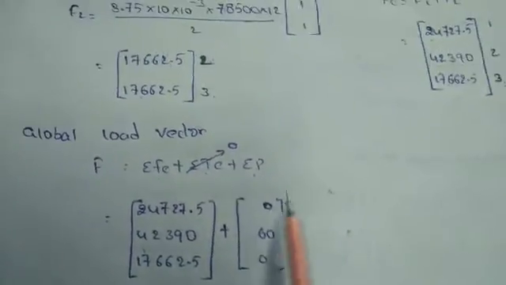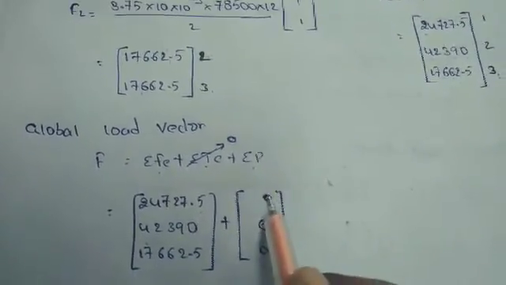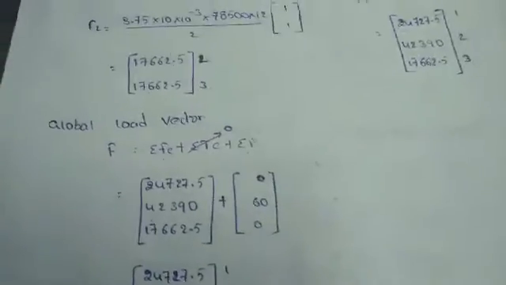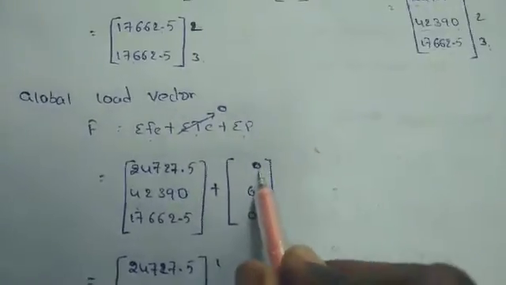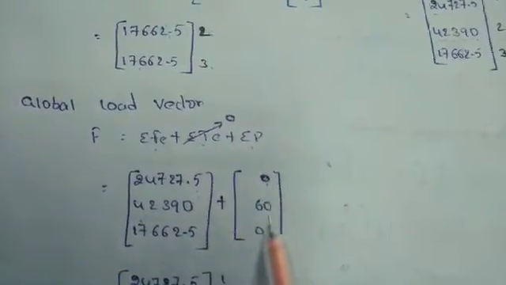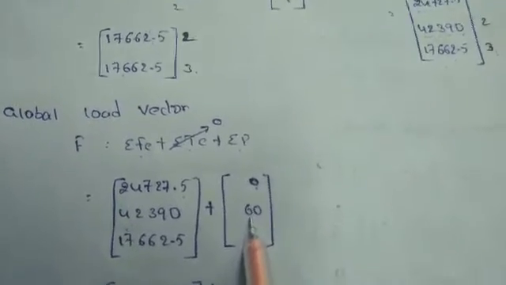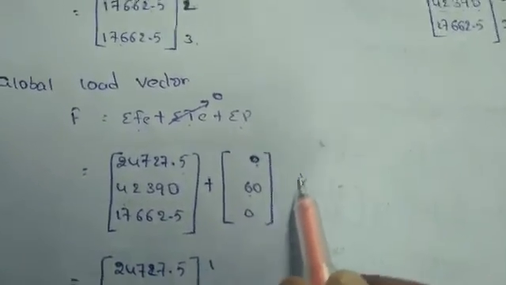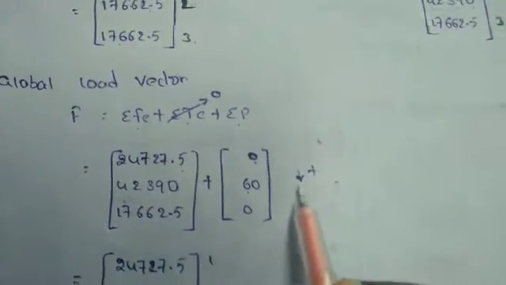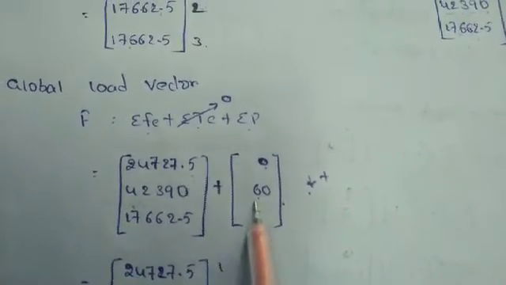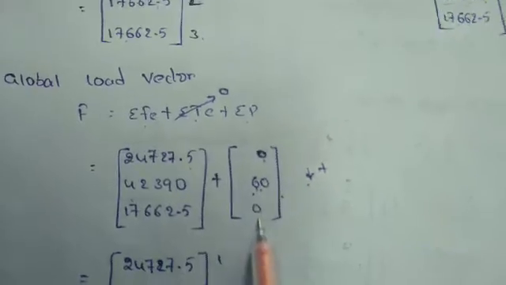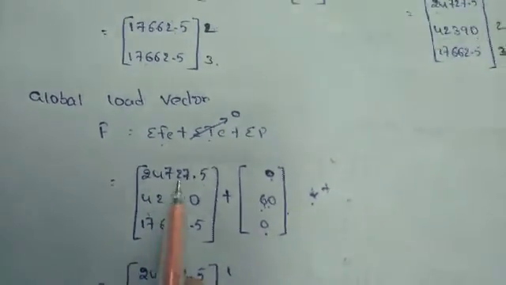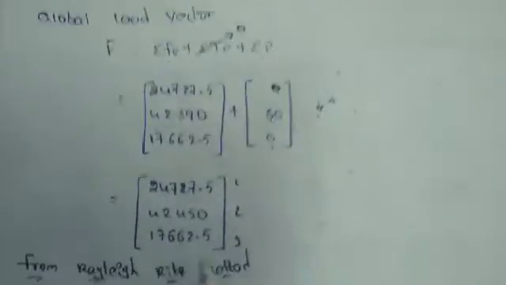Okay, let's see the diagram. At node 1 there is no point load, so you keep 0. At node 2 there is a point load of 60 newtons and it indicates the downward direction. Downward direction means positive, so you have to keep the positive value. Then node 3 is 0. So you add all the values and you get the value like this.